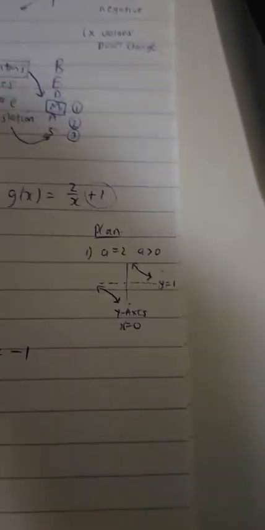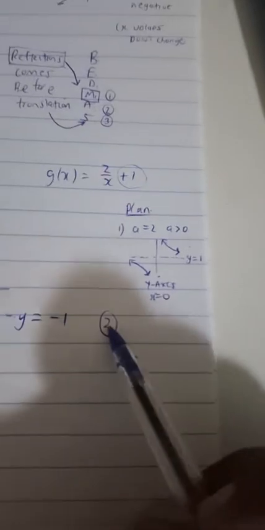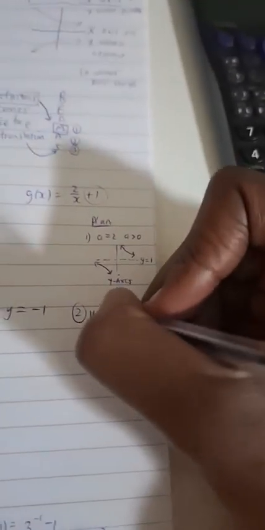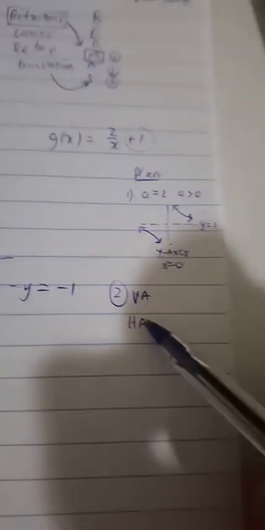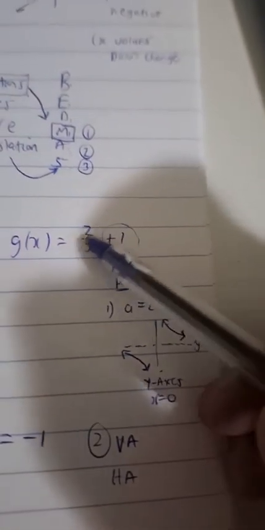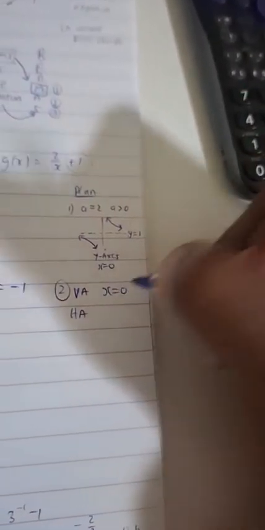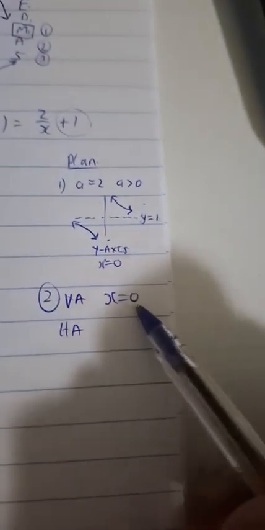All right, so that's what we are expecting when we do sketch. Then 2, we write in our vertical asymptote and our horizontal asymptote. So what is our vertical asymptote? First and foremost, because of the denominator x, we know that our vertical asymptote in grade 10 is always x is equal to 0.